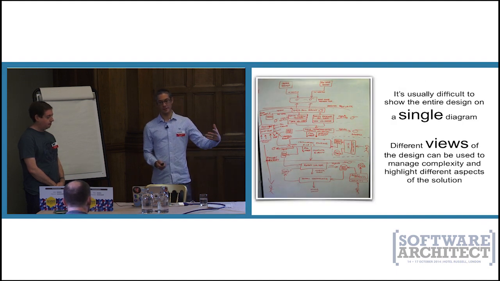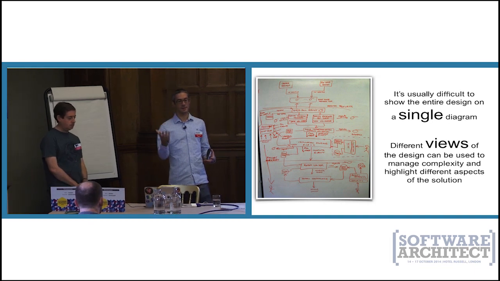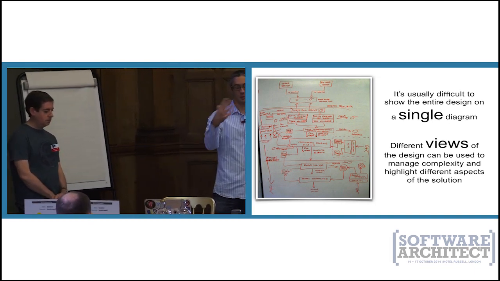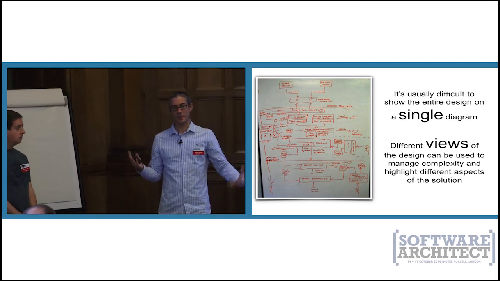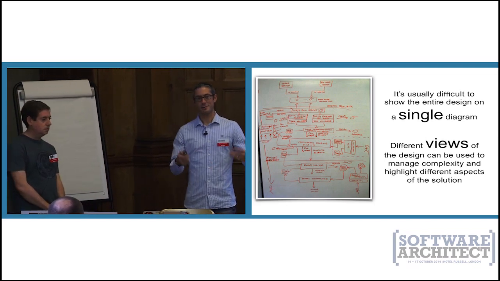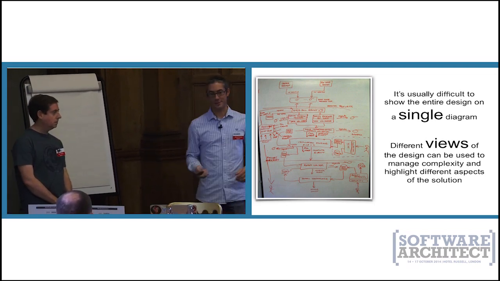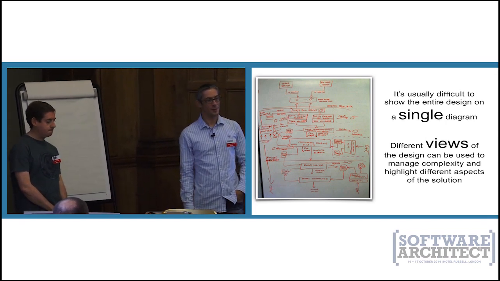One of the things I do with teams is I teach them how to draw pictures, and really I give them some requirements and say, go design a solution, draw some pictures. And lots of people try to put all of their information on a single picture. And we know that this is really, really hard to do. So this is when you read all these architecture books, like the classic Clements and Bass book. They all talk about views, right?